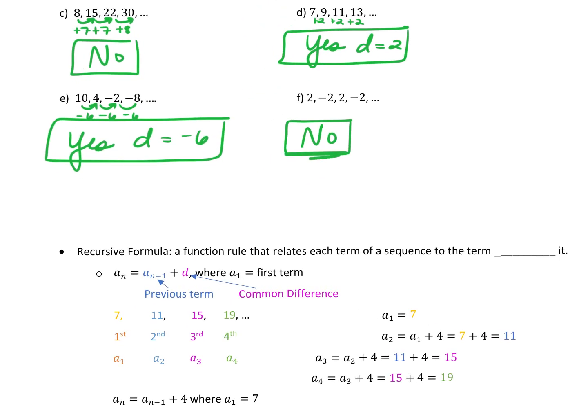If it's no, then there isn't a common difference. So this one was multiplying by -1, but that's not arithmetic. Arithmetic has to be addition or subtraction. So you say no, and you don't write anything because there isn't a common difference. Common difference means we added the same thing every time or subtracted the same thing. Add a negative, however you want to think of it.